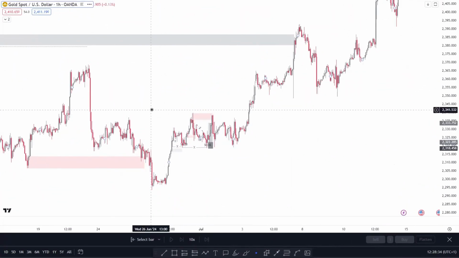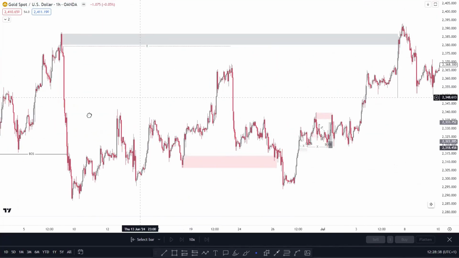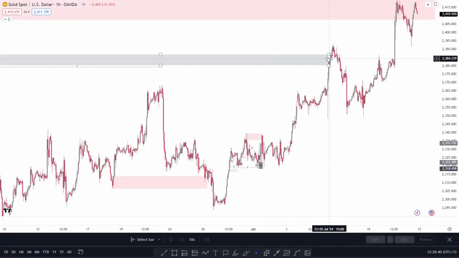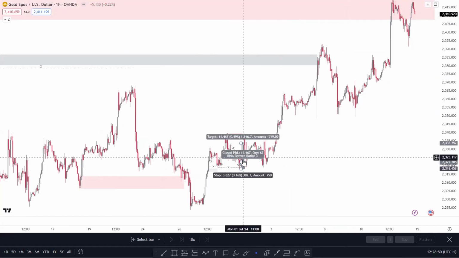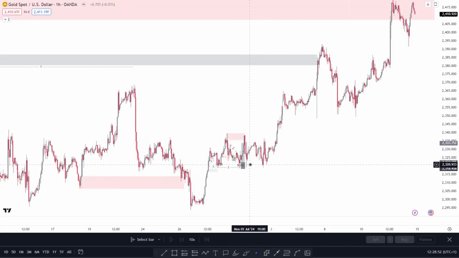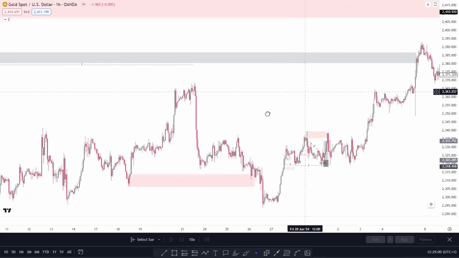Okay, so this was a setup that I also shared with you in our premium. And the market did come to mitigate our extreme order block here, but this was like a stop loss hunt. The market pushed high to take out liquidity before making this sharp drop here. So this trade also failed because the market just made a stop loss hunt here. So it collected liquidity before dropping here. And after that, the setup is completely invalidated.